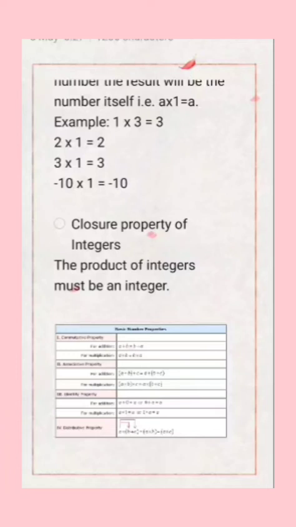Let's begin with the properties. So the first property is the closure property of integers for multiplication. Hence if you multiply two integers, then your answer must be an integer. Here we can say 1 3s are 3. 1 and 3 are integers, and its product, product means answer of multiplication, 3 is also an integer.